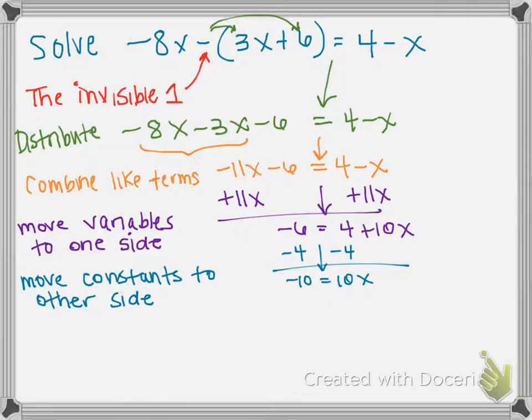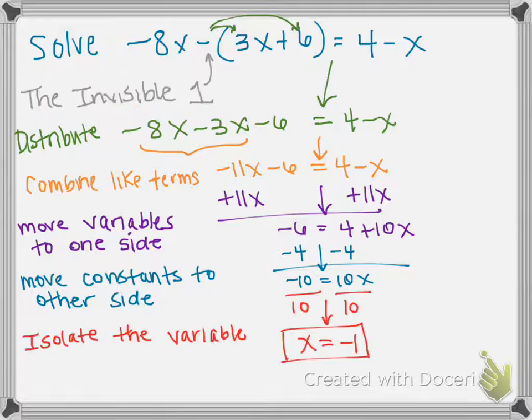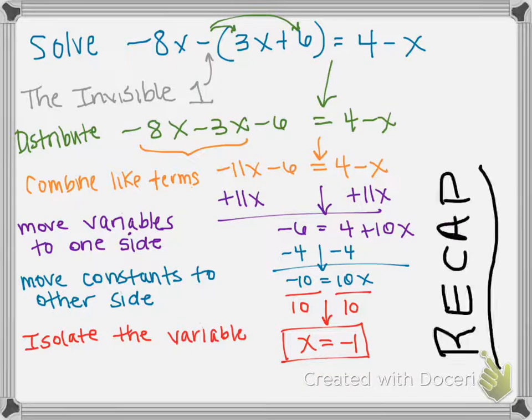Since I want to isolate the variable, I do now have to move all the constants to the opposite side from the variable. So I had to subtract 4 from both sides. Negative 6 minus 4 does make negative 10. And to completely finish the problem, I did have to divide by 10 on both sides to get that x alone, and x equals negative 1.